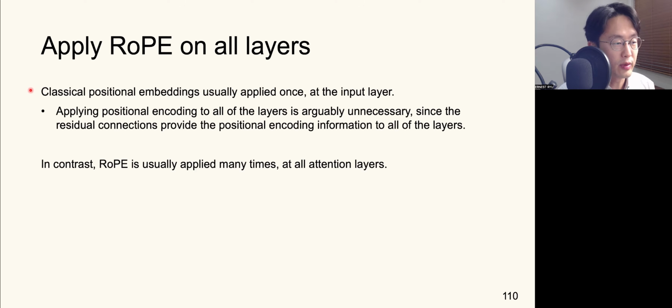Finally, when you use rope, you should apply it to all layers. In contrast, the classical sinusoidal embedding is added to the embedding vectors, the V's, only once at the very beginning of the transformer. That's because applying the positional embeddings to all of the layers is arguably unnecessary, since the residual connections provide the positional encoding information to all of the layers. But in contrast, rope is usually applied many times, at all attention layers.